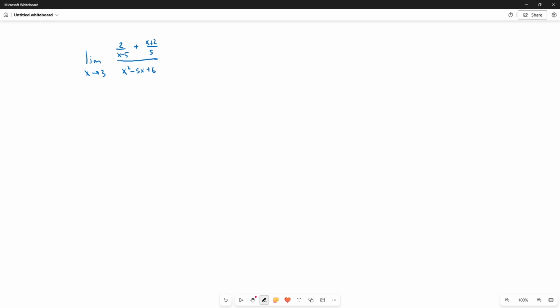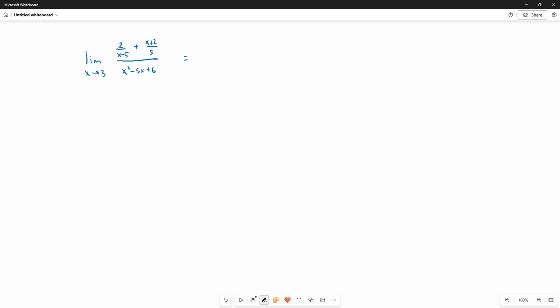We would like to compute the limit as x approaches 3 of the complex fraction (2 over x minus 5 plus x plus 2 over 5) all over x squared minus 5x plus 6. And as usual, we begin by plugging in x equals 3.